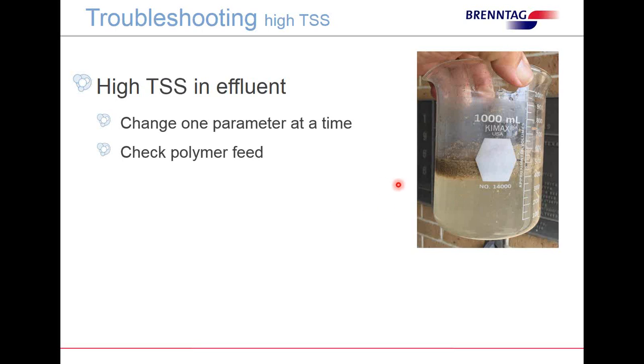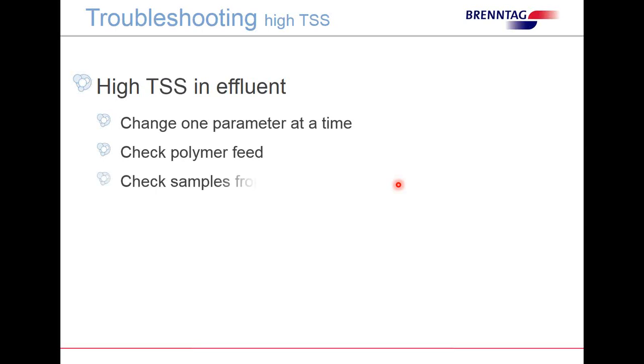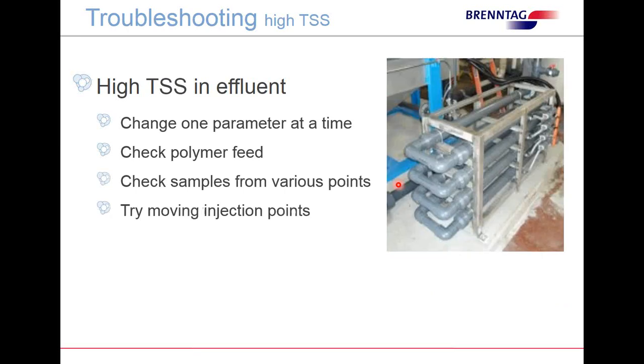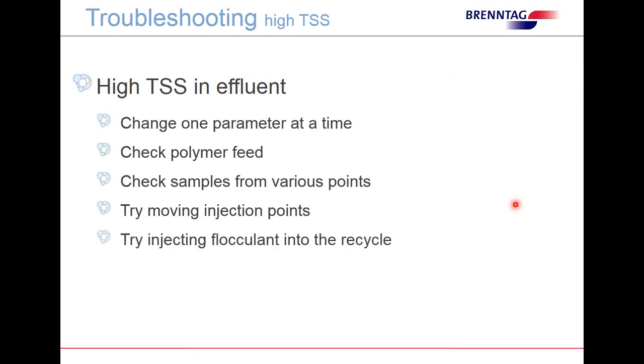So I'm a big fan of checking all the different places that I'm able to within a system and comparing it to what I'm getting. Check samples from various points. Also, try moving the injection points. Do you need more mixing of the flock unit, or do you need more mixing of the coagulant? Was it better to add the air in this location or that location? We'll go through some of that here in a bit.